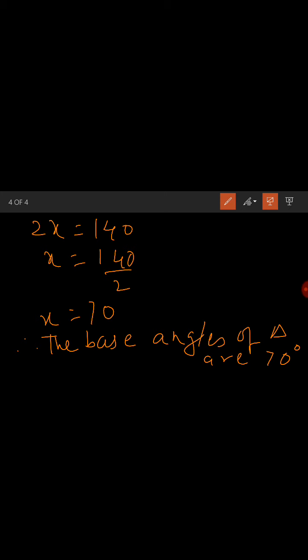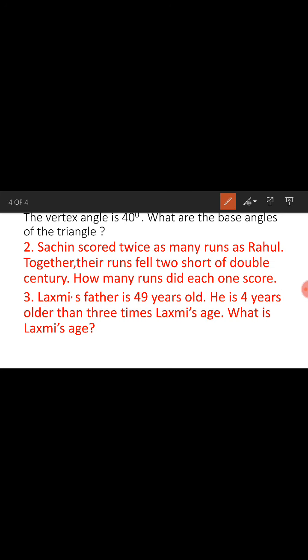Okay students, I hope you have done this. So let me erase all and let us go to the next question. What is the third one? Lakshmi's father is 49 years old. So what is the age of Lakshmi's father? 49. Now what is the condition given? He is 4 years older, which means 4 plus 3 times Lakshmi's age. Lakshmi's age is not given, so it will be x. So 3x plus 4 is our equation. We have to find out Lakshmi's age.